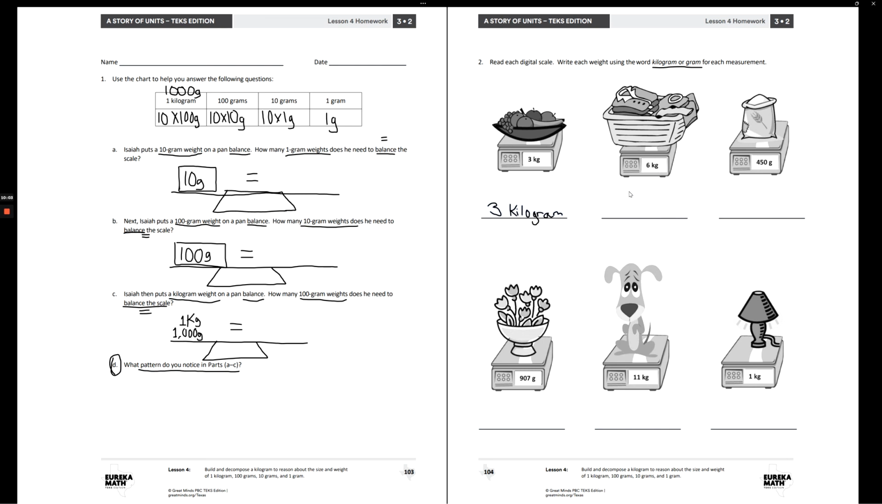I'm going to let you do that one on your own, and I'll do one more example with G, or gram. So we're reading the scale. It says 450 is our number. And we have G here, which we know means gram. So I'm going to write out the whole word because that's what the instructions asked us to do. So we have kilograms and grams, and I want you to look carefully at each digital scale and see if it says kg or G before you write down your answer.